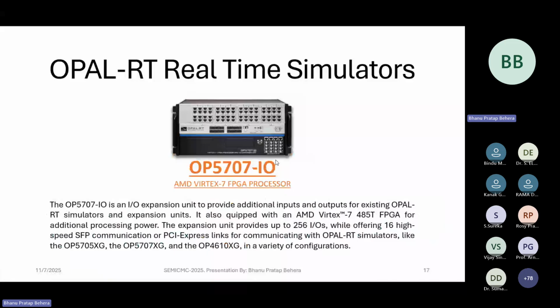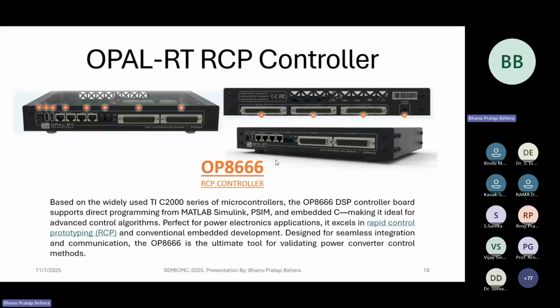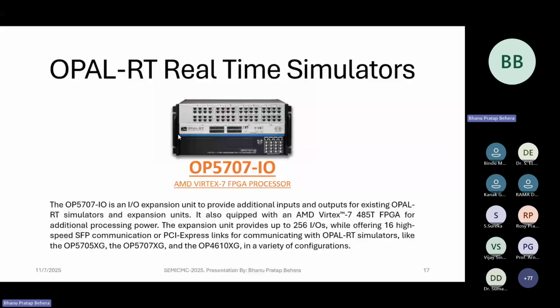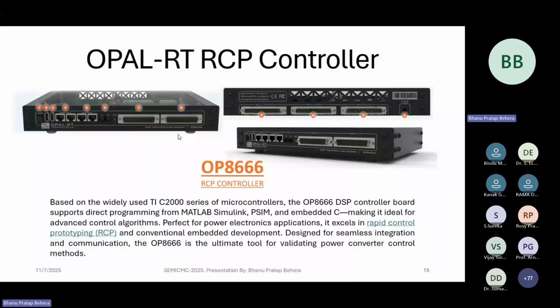Similarly, if you come to another type of device, which is OP8666, this is basically a controller. This is not a real-time device. Real-time are your OP4512, OP4610, 5707. These are the real-time targets. This is the controller. What is there inside the controller? Here the C2000 series microcontroller is inside this controller, and it is like a development board of this C2000 microcontroller, and it is directly made by OPAL-RT.